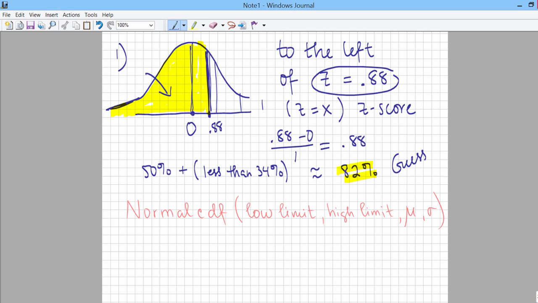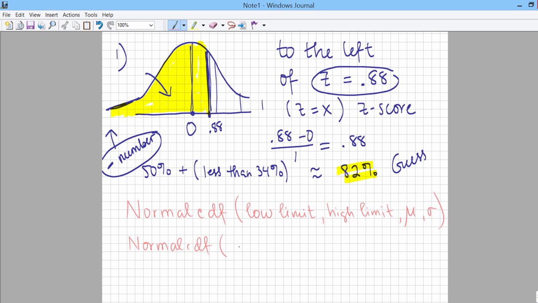So think about this as a negative, very large number, close to negative infinity. There's a way to plug this in, and I'm going to go up to 0.88. So how would I plug this into my calculator? Let's go ahead and do it. This would be normalcdf.